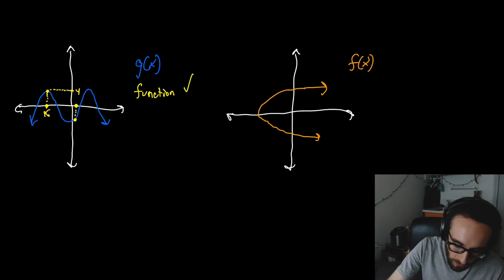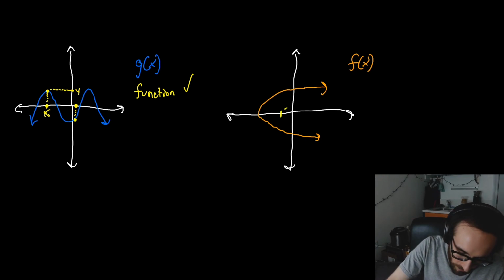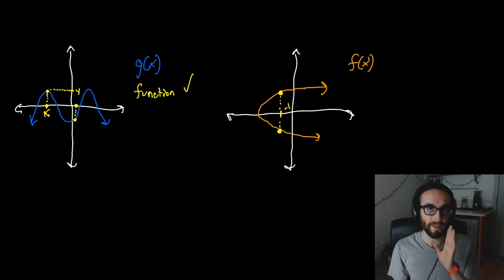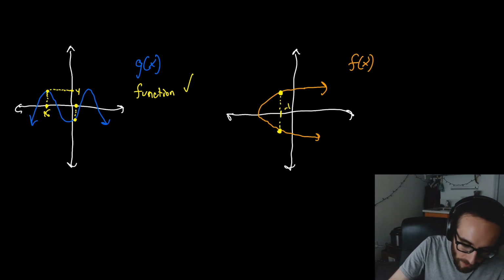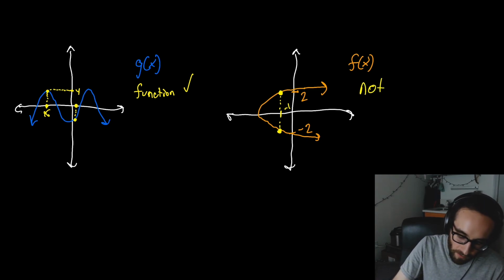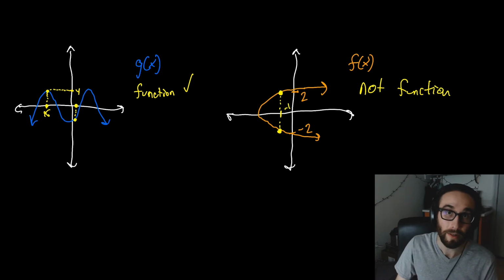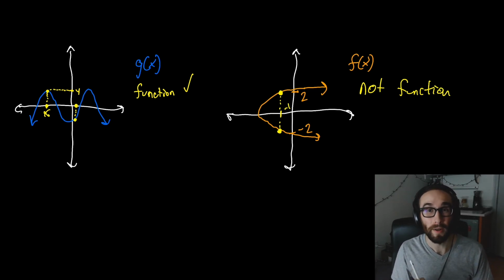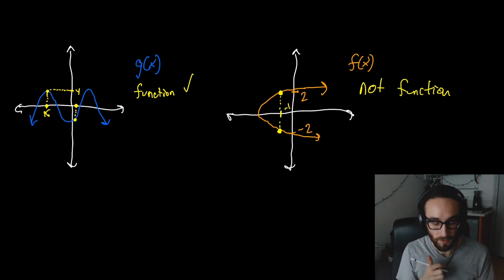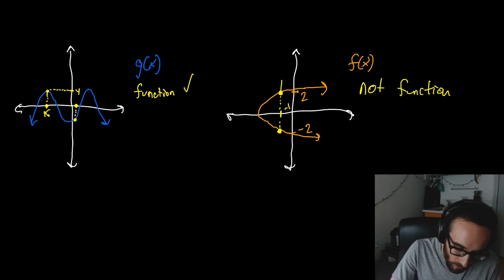For f of x, however, if we choose an x value, like here, let's choose maybe -1. Notice that there are two possible outputs for that single x value -1. So maybe -1 could give you a +2 or a -2. Because of this, f of x is not a function. So a single input, -1, results in more than one output, 2 or -2. This is something that we call the vertical line test.